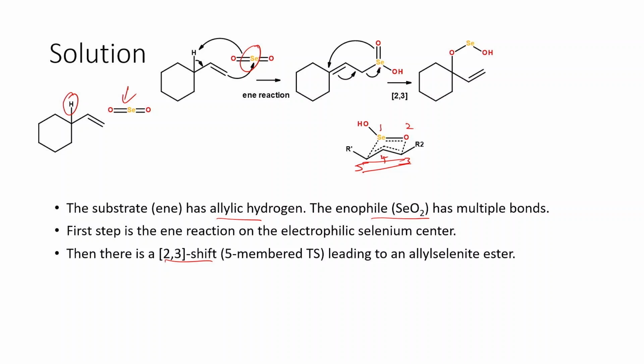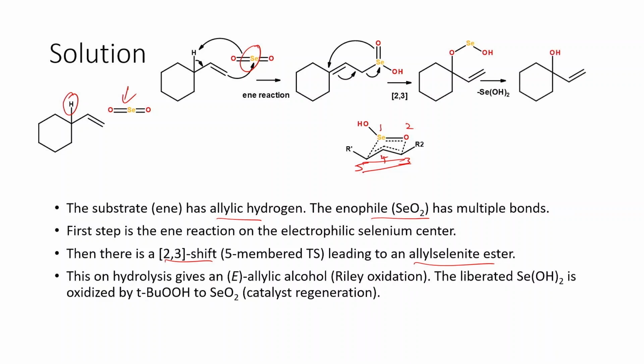In this particular case, the selenium is shifting towards this particular carbon. If you look, the double bond is actually shifted. So this is basically the 2,3 shift that is happening. That leads to an allyl selenite ester, and once the allyl selenite ester is formed, it loses selenium dihydroxide. So that leads to an allylic alcohol as the final product, and this overall reaction is called the Riley oxidation reaction.